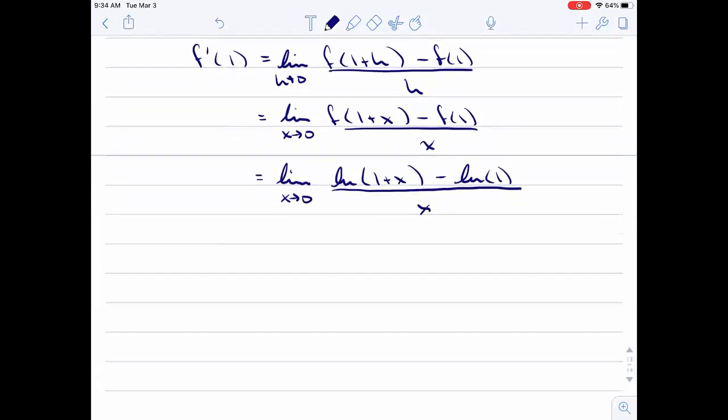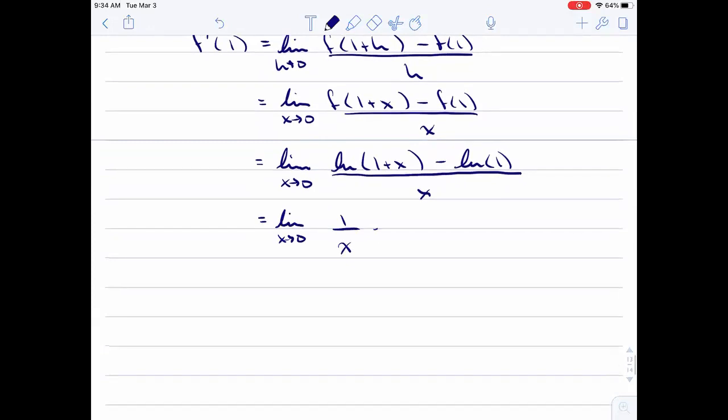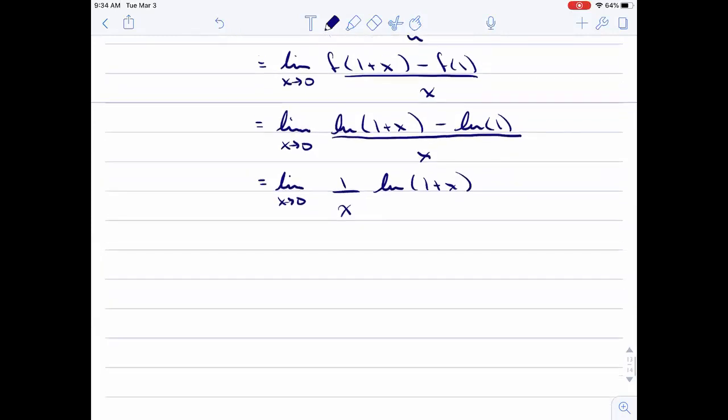So now we can rewrite this as the limit as x goes to 0 of 1 over x times the natural log of 1 plus x. The reason I've pulled out that 1 over x in front is because now I can bring it up into the power by the log laws. So now I can say that the limit as x goes to 0 of the natural log of 1 plus x to the 1 over x is the same.